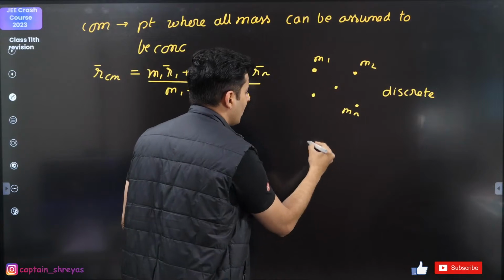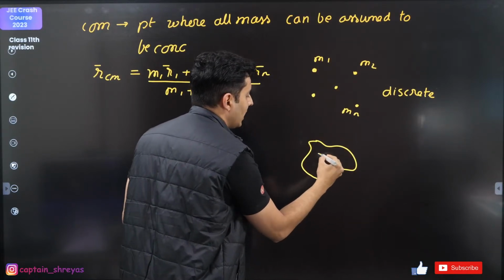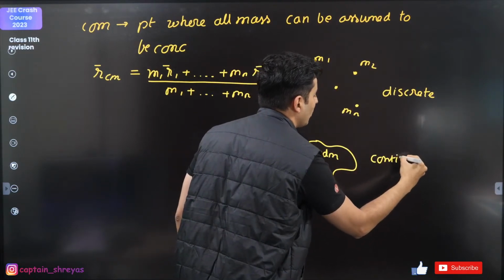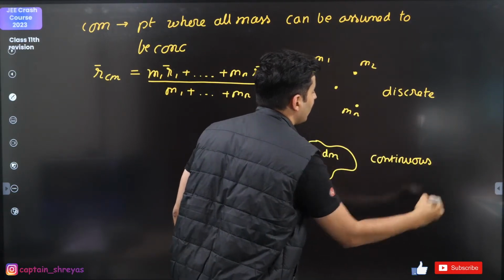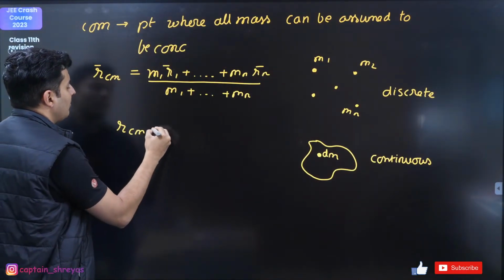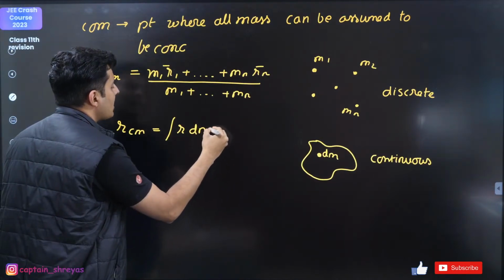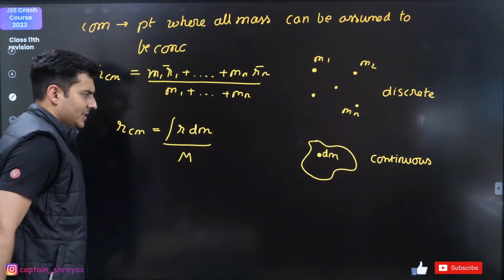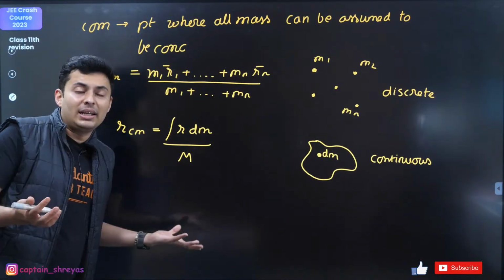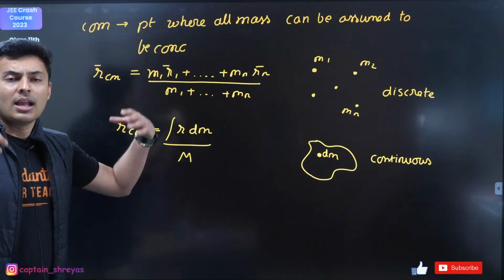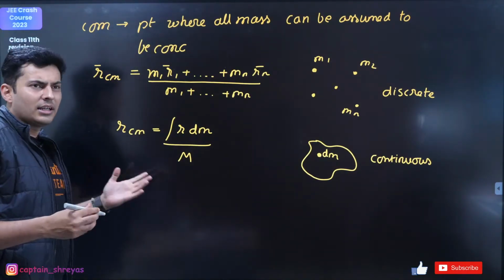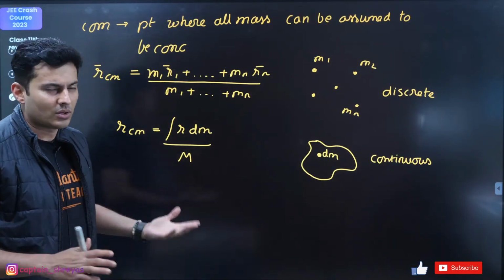But if you have a continuous body, you take dm mass, like a solid sphere or a cone or things like that. In that case, the RCM formula is integral of r dm divided by the total mass. Many times you might have to find the mass via some linear integration, areal integration, or volume integration. That is very rare. Generally they ask such questions in JEE Advanced, not in Mains.